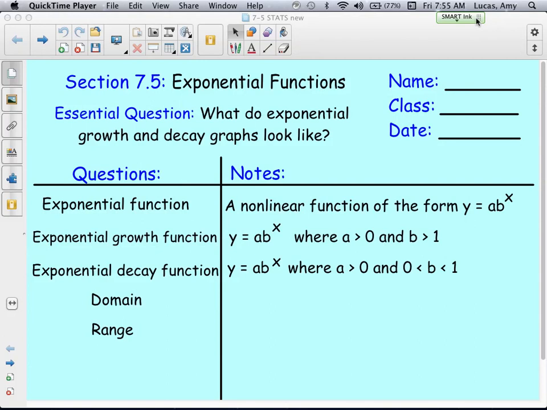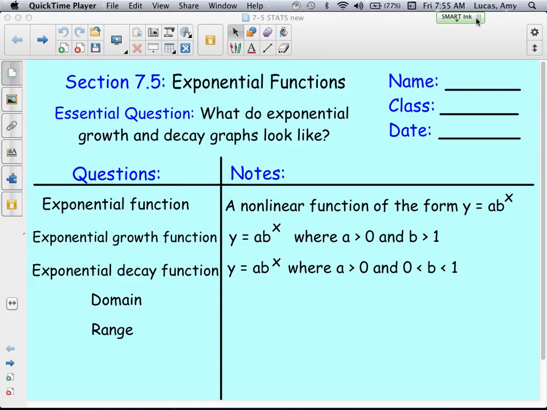Lesson 7.5, Exponential Functions. Our essential question today is, what do exponential growth and decay graphs look like? We have 5 vocab words. The first one is an exponential function.